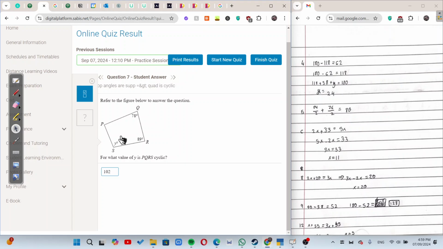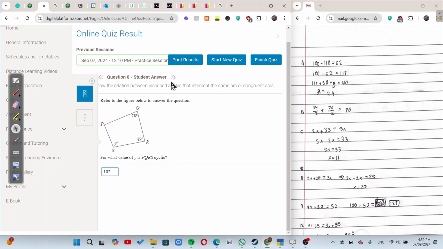So here they told you PQRS is a cyclic quadrilateral. So we know that, again, these two angles must equal 180 and these two angles must equal 180. So if we do 180 minus this angle, we're going to get this one. 180 minus 78, as you can see, is 102.